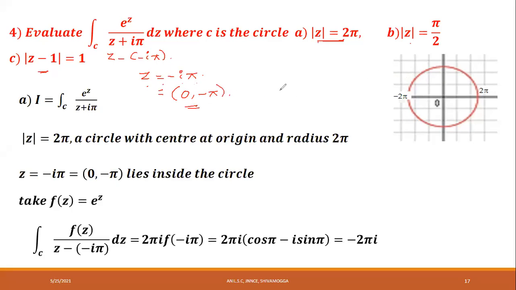Sketch the graph. For the first case, I is equal to the integral over C of e^z divided by z plus iπ, and for the first case |z| is equal to 2π. |z| equal to 2π represents a circle. What kind of circle? It is a circle whose center is at the origin and radius 2π units. Construct such a circle. This is 2π, therefore this will be π, the midpoint.